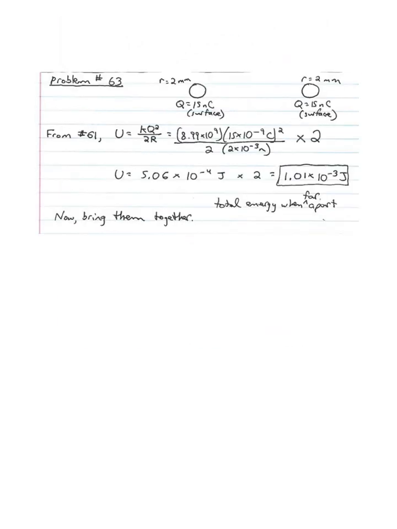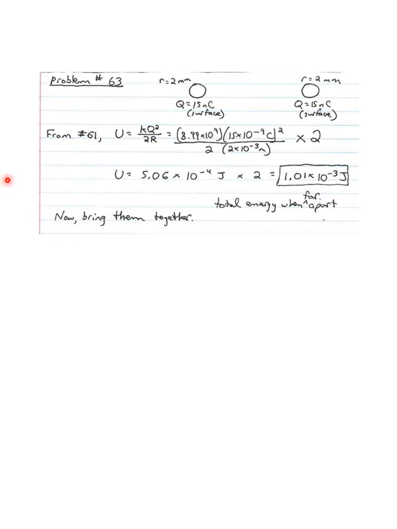Let's do problem number 63, a little bit simpler than the previous problem. Two widely separated 4 millimeter diameter water drops each carry 15 nanocoulombs. Assuming all charge resides on the drop surfaces, find the change in electrostatic potential energy if they're brought together to form a single spherical drop. All right, so there they are. Each one of them has a diameter of 4 millimeters. We'll say that's a radius of 2 millimeters. And they're going to join together into one larger sphere.